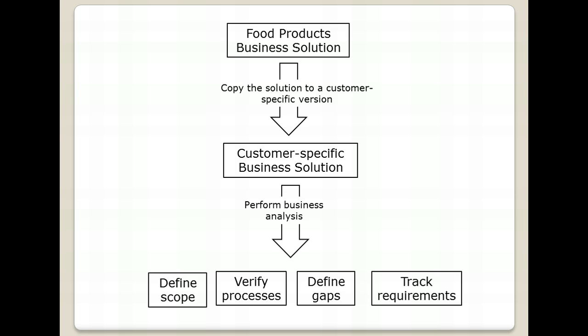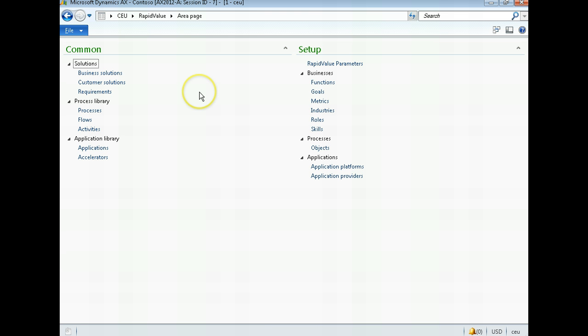We'll look at how to use the standard solution to create and customize a solution for a customer implementation. Finally, we'll look at how to use RapidValue to help manage key aspects of a system implementation. Business solutions are templates that can be used as a basis for starting customer implementations. Let's start by looking at business solution content in RapidValue.